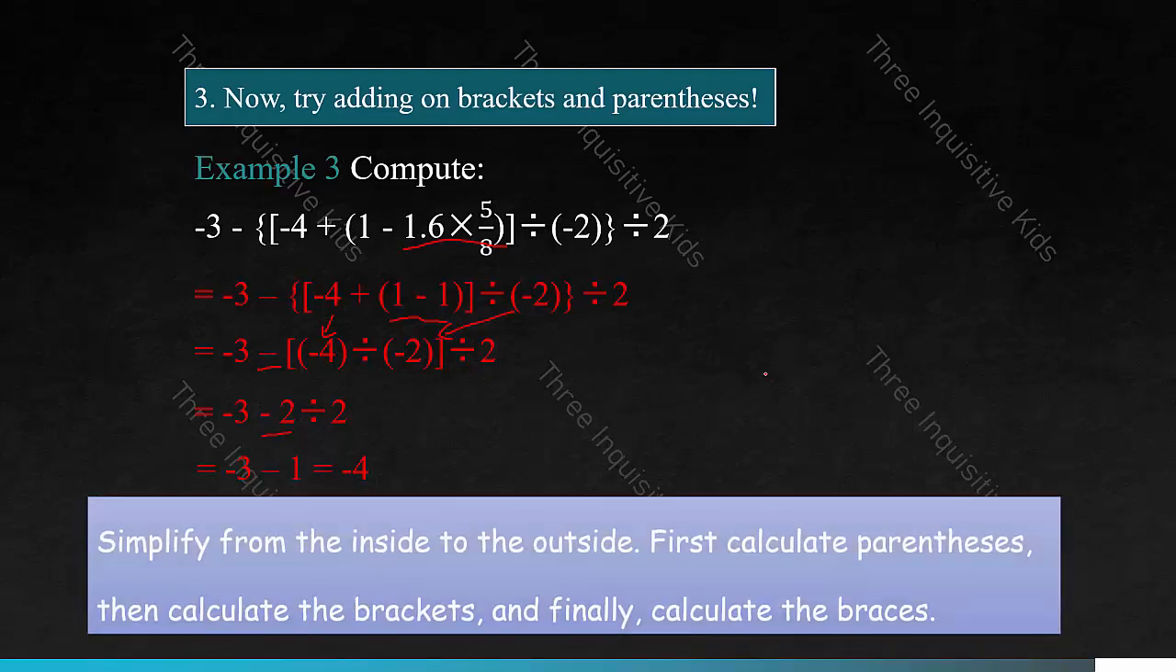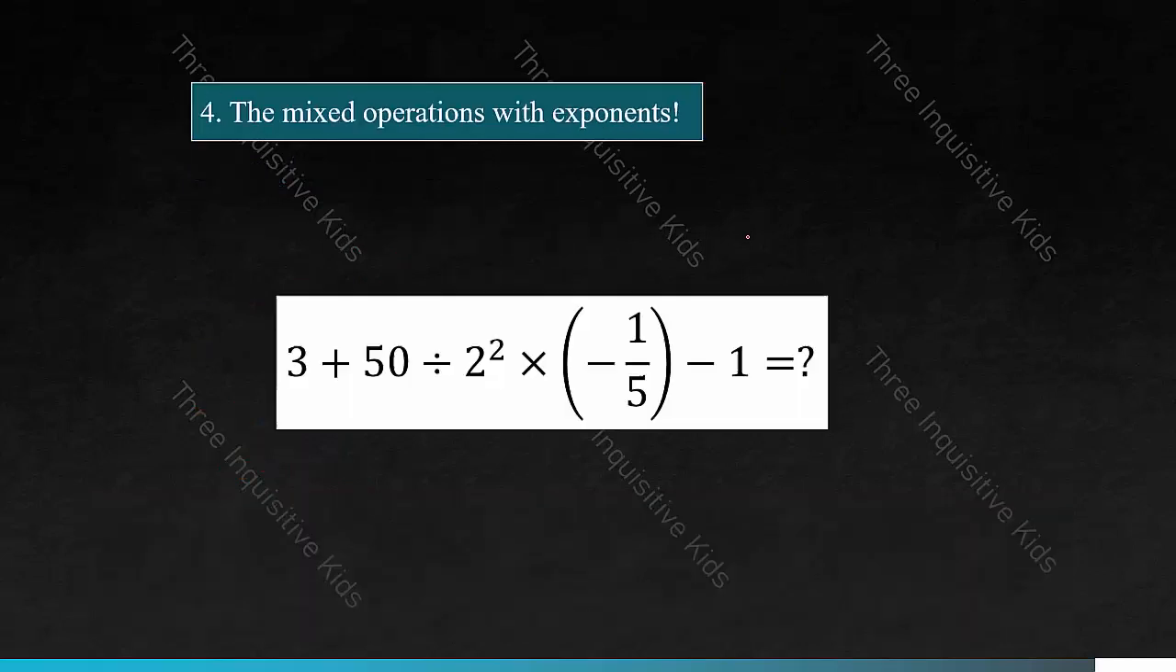Simplify from the inside to the outside. First, calculate the parentheses, then calculate the brackets, then finally calculate the braces. Here, the braces are these curved brackets. You can see that for the first step of this expression, we started from the very inner parentheses, and then we moved out to the brackets, and then we moved out to calculating the entire polynomial. Now we have the exponent.